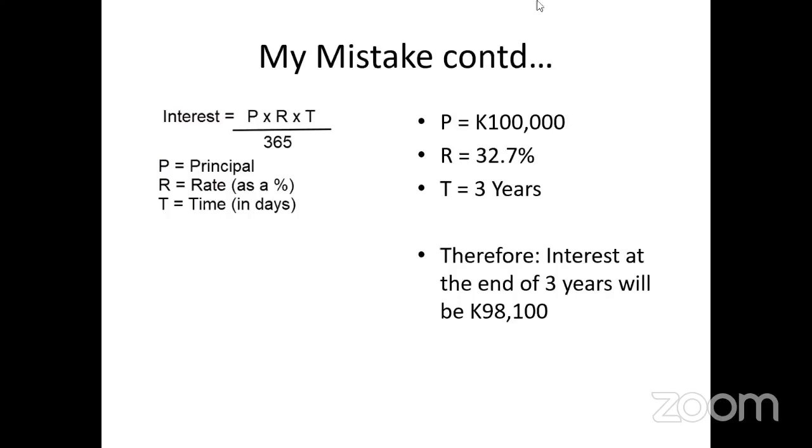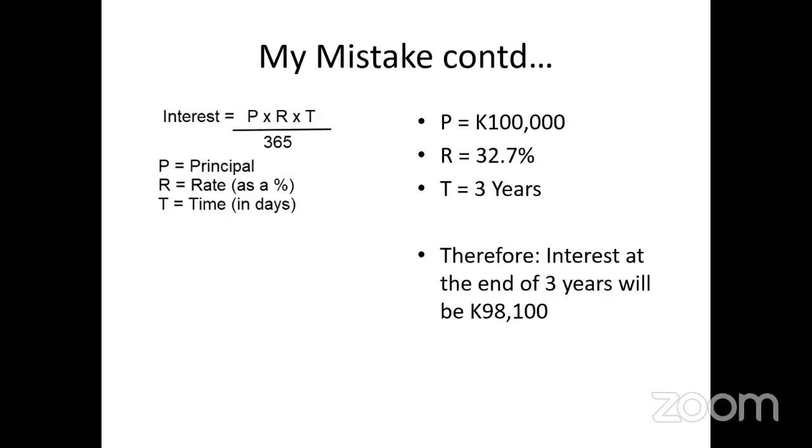So interest is usually calculated as follows. You get the principal times the rate as a percentage, so meaning you divide that by 100, times the tenor or the period, and this will be in terms of days. So whether it is 182, 90 days, 30 days, 364, 5 days, that's the tenor.